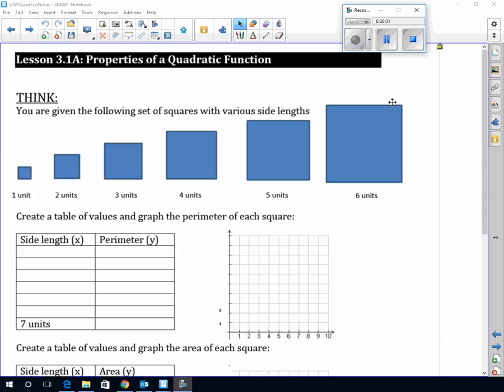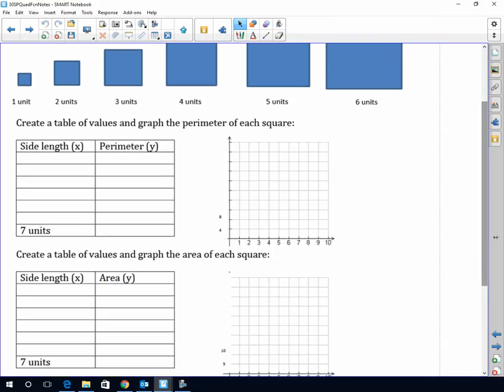So let's see if we can fill in the table. Give me a second here. Okay, so if the side length, what's the first side length? 1. Which means the perimeter is what? 4. Very good. What's the side length of the next one?